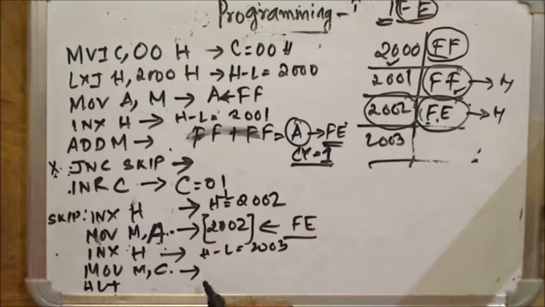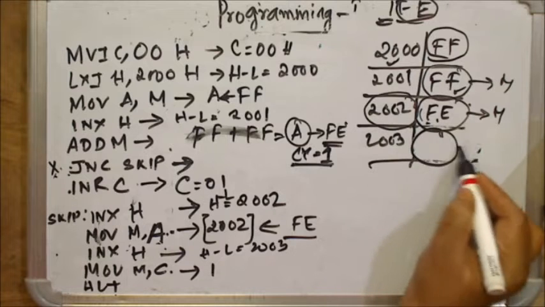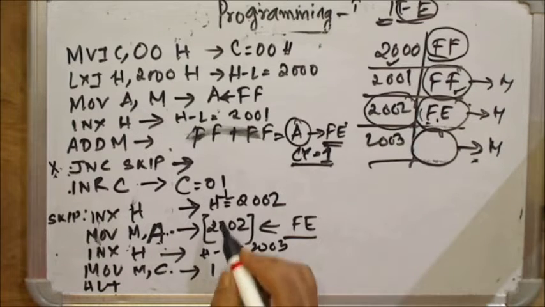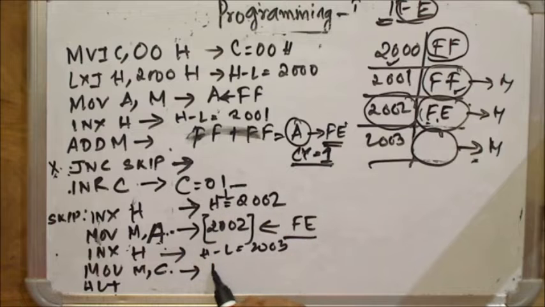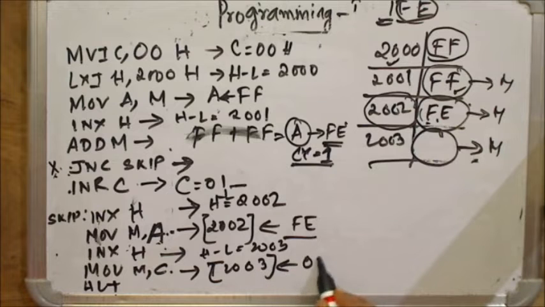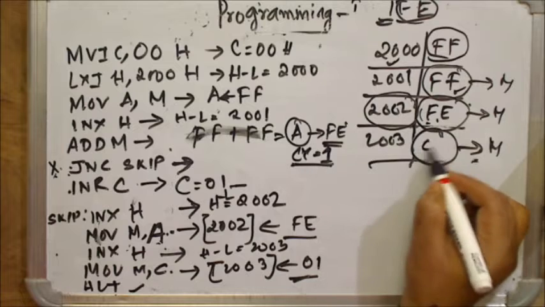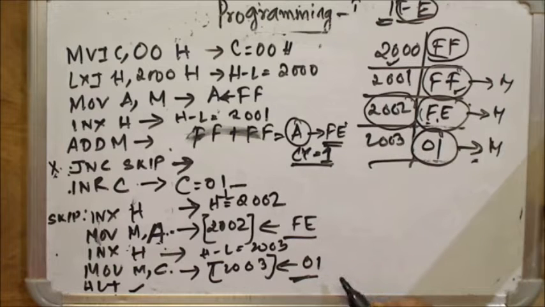Okay. Then move M comma C. So which is the new M? This is our new M. So whatever is there in C, what is there in C? 01, right? So in 2003, our 01 will get stored, right? And then we will end the program by writing halt.